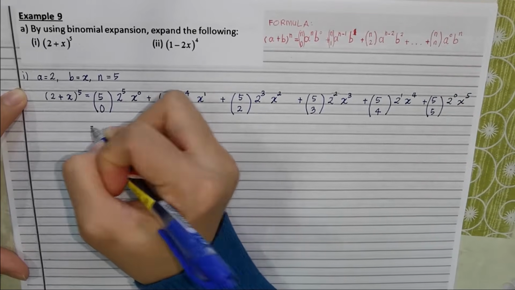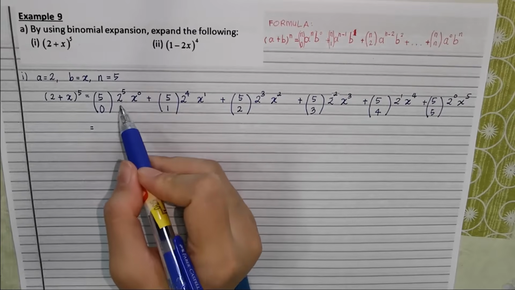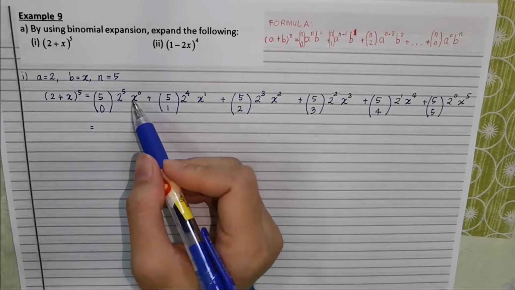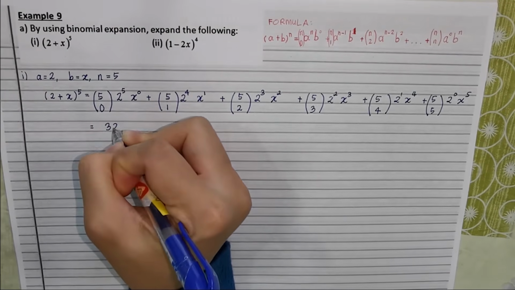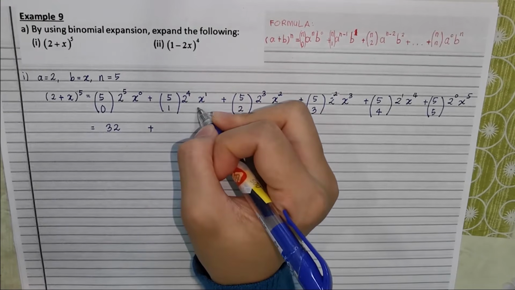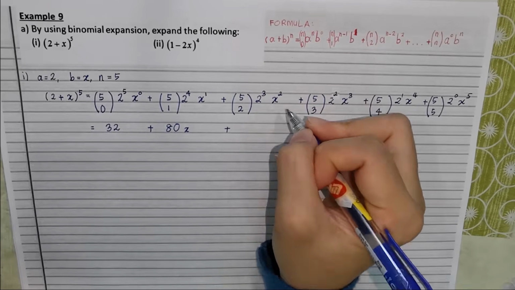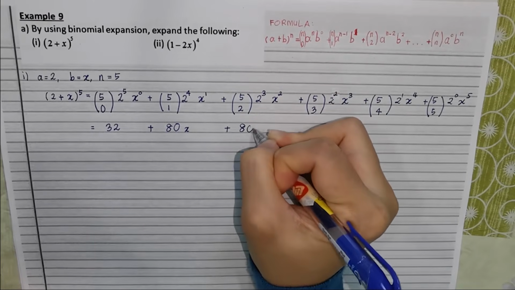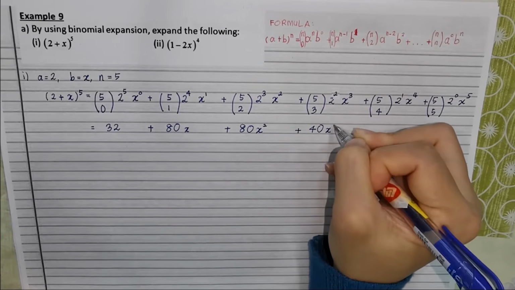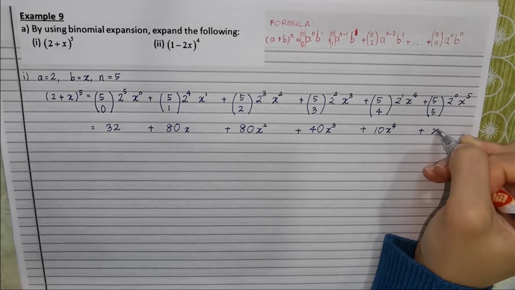Then just apply the formula and use your calculator. You should get 5C0 is 1, 2^5 is 32, x^0 is just 1. So we have 32 as the first term, plus 5C1 times 2^4 times x, we get 80x. 5C2 times 2 cubed is 8, we get 80x squared, plus 40x cubed, plus 10x^4, plus x^5.